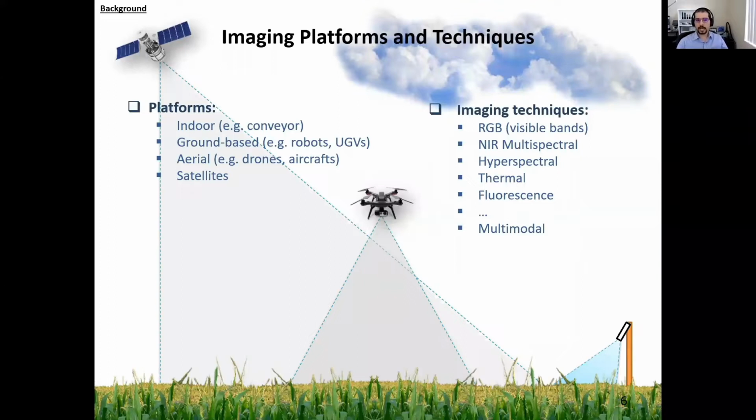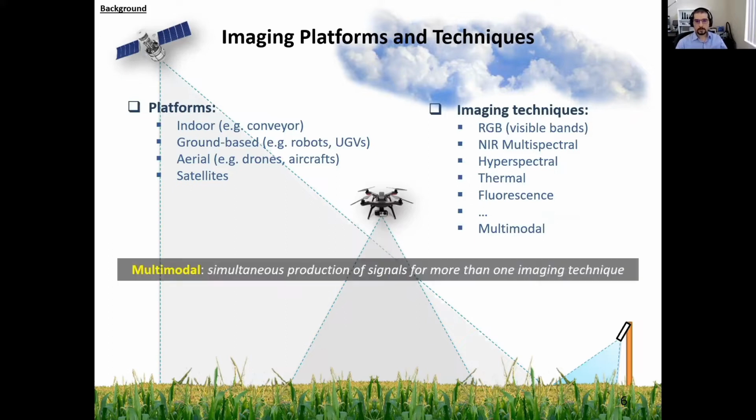A variety of platforms are available for imaging, such as conveyors, robots, unmanned ground vehicles, drones, etc. There are also different imaging techniques that we can take advantage of, such as RGB, NIR multispectral, hyperspectral, thermal, etc. And there's another approach called multimodal imaging, and it's simply about combining two or more imaging techniques to be able to collect more information about a target.